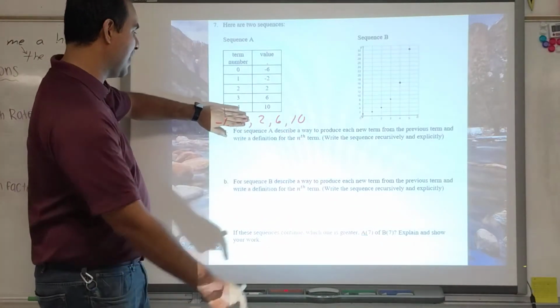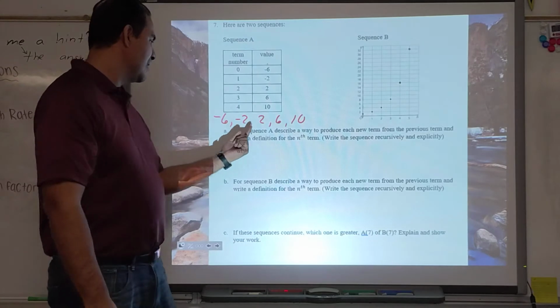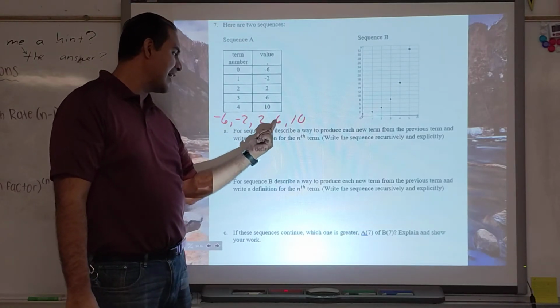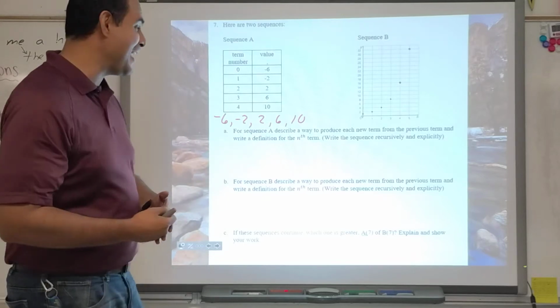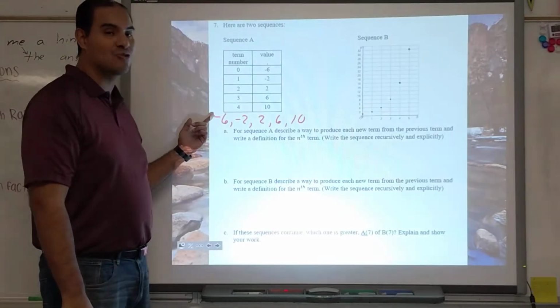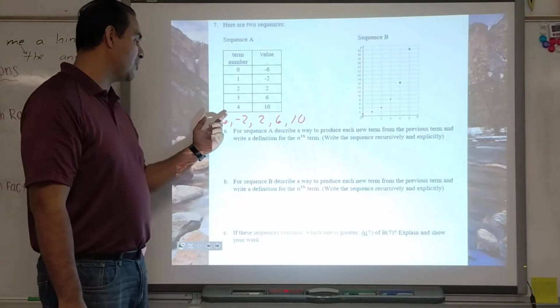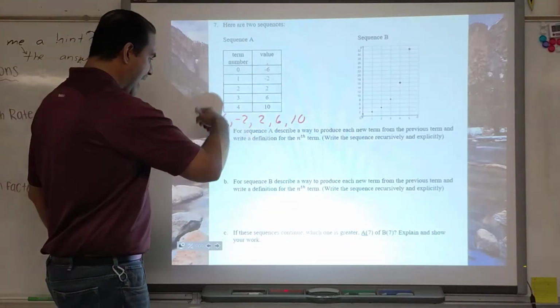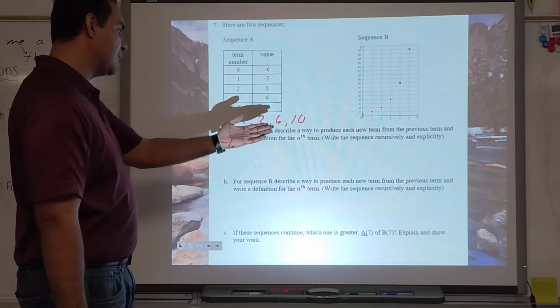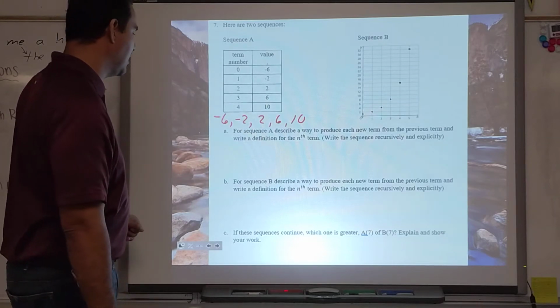If you struggle with the negatives, maybe start here, and I notice that 2 plus 4 is 6, and 6 plus 4 is 10. Seems like it's arithmetic as we're adding 4 every time, and it is true. -6 plus 4 is -2, and -2 plus 4 is 2. So it is arithmetic.